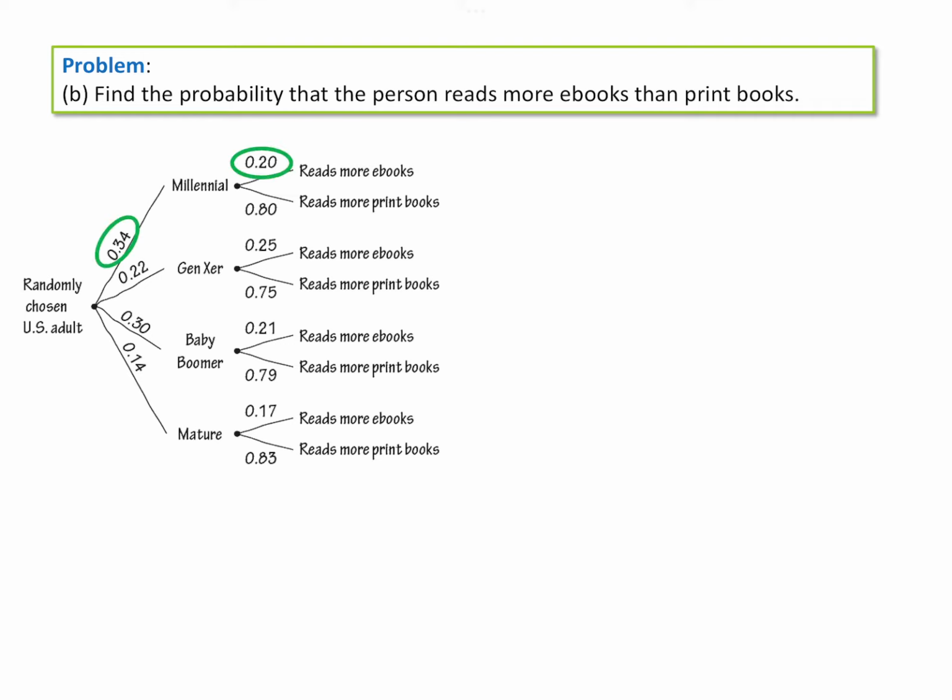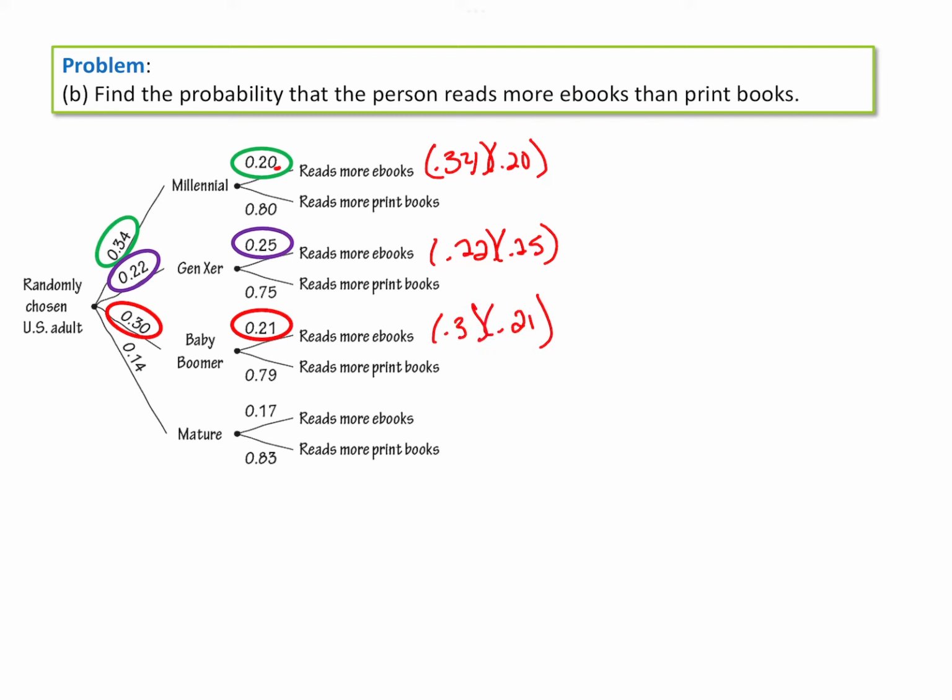What we're going to have to do is take our millennials at 0.34, 20% of them read more ebooks. So you're going to have your 0.34 times your 0.2. Then your next one is 22% of Gen Xers, so 0.22 and our 0.25. Our baby boomers, 0.3 and 0.21, because we're looking at ebooks. And then our last one down here, 0.14 and 0.17. So we're going to multiply all those together, and we're going to get our probabilities of what they equal.